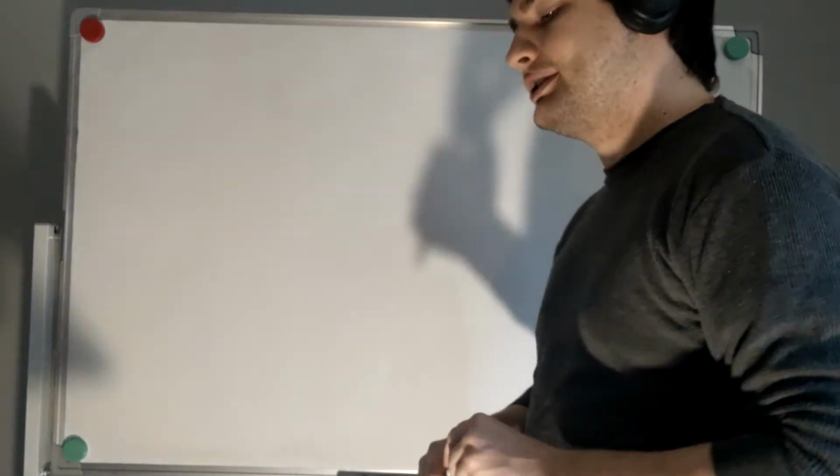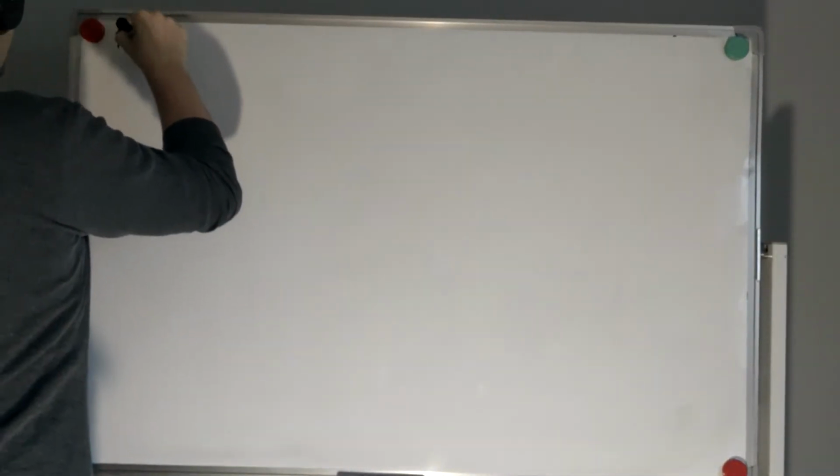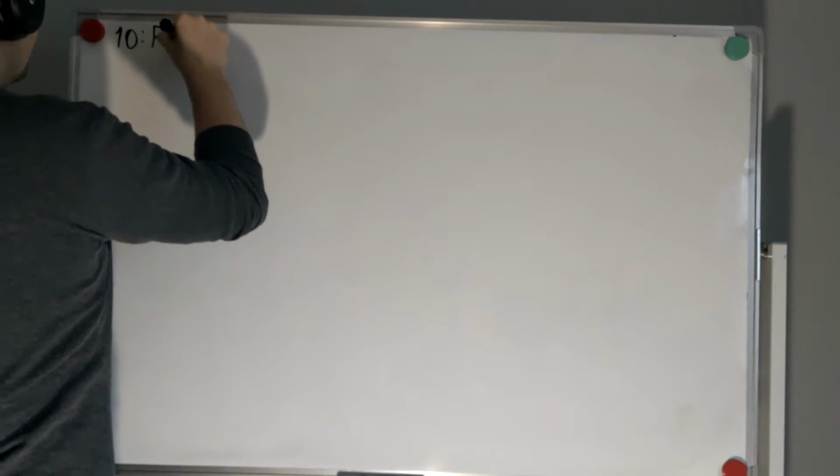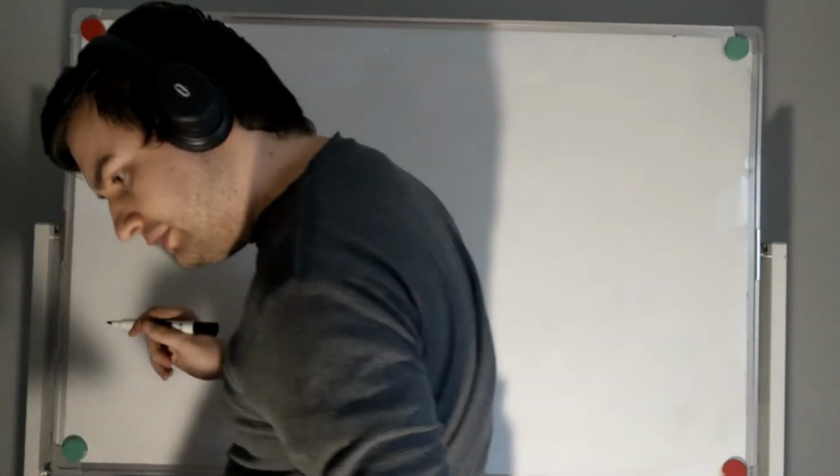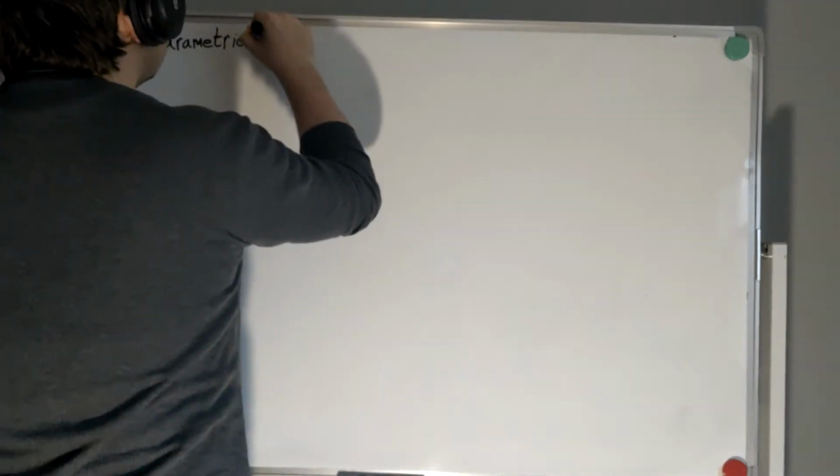So today we're going to start a new chapter, and of course a new topic with it. Chapter 10 is called Parametric Equations and Polar Coordinates.